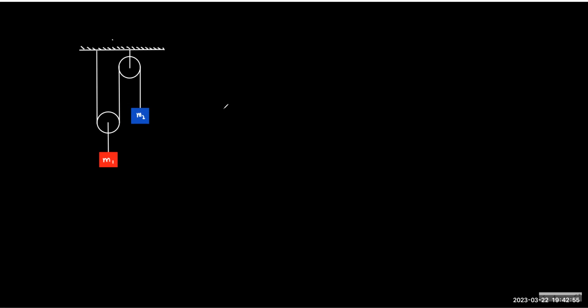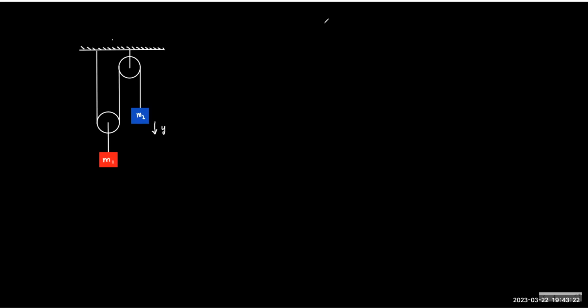So you can see now we have two blocks M1 and M2. And see, the problem is when you are solving a question like this, it is difficult to know what to assume first, because everywhere you have to use the constraint relation. So first of all, if I assume that M2 has gone down by Y2, what is the ascent of M1? Can you guess first of all?